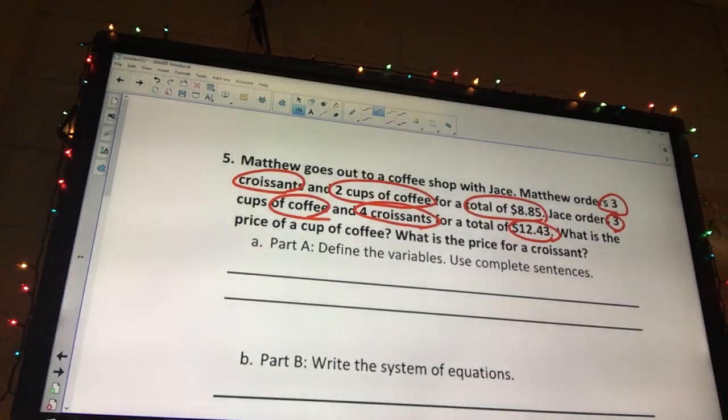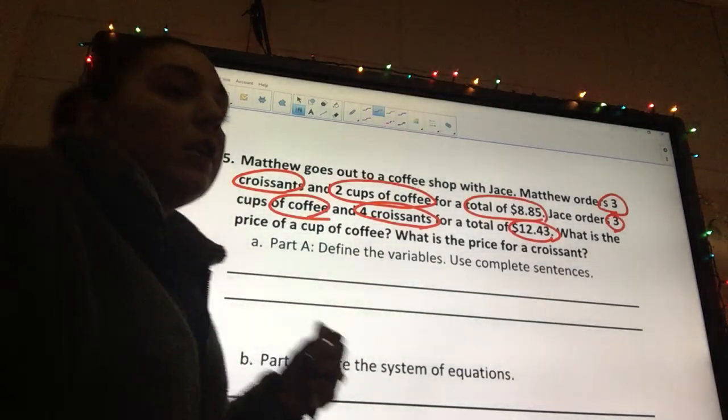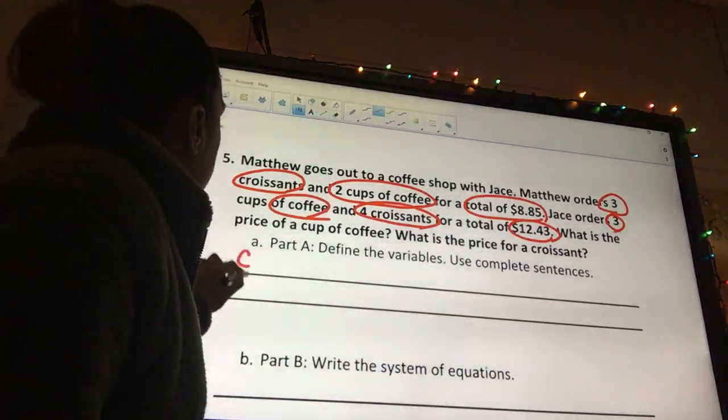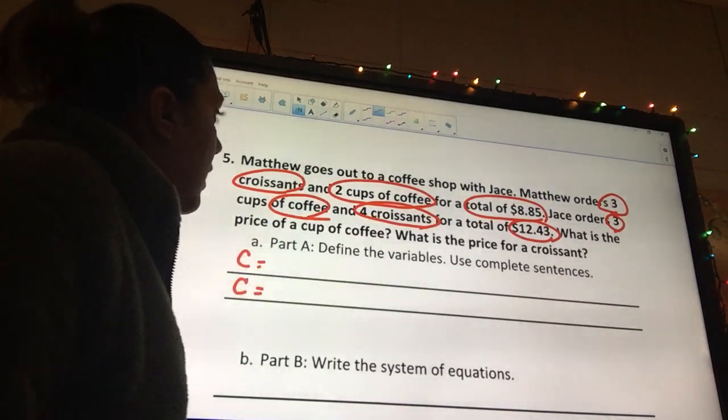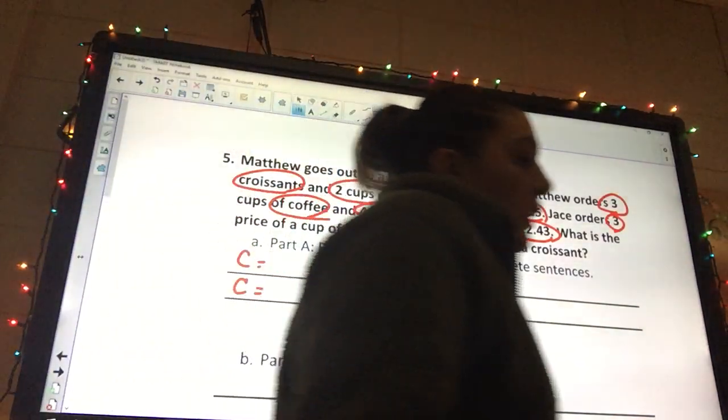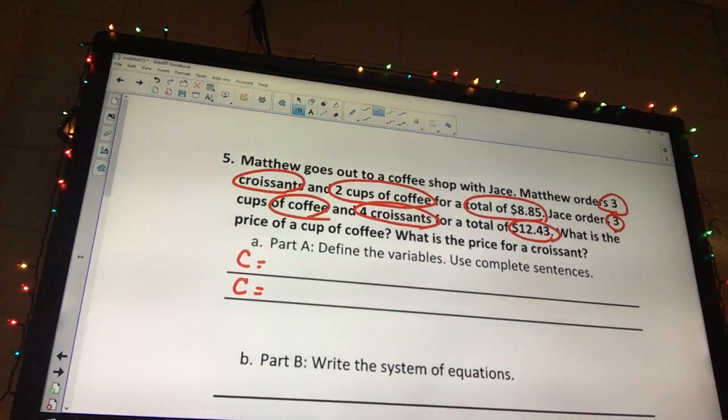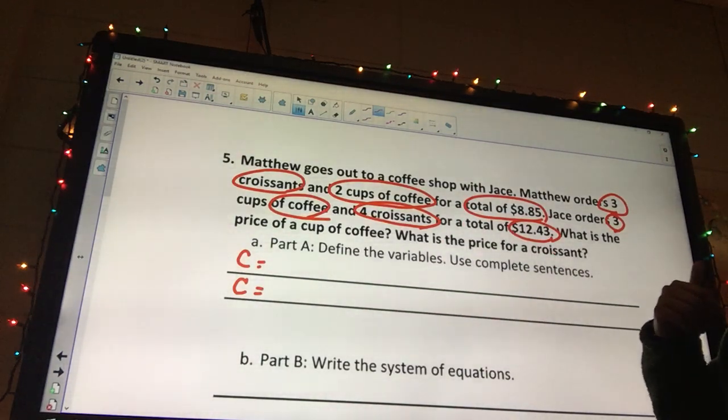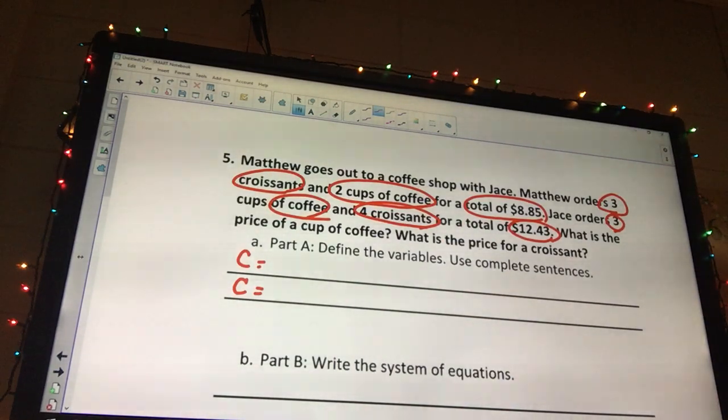Okay, so the very first thing we need is to write our variables. Now, some of these you need to be kind of careful. We cannot say C and C, coffee and croissant, because when you start solving, because we're going to solve for one variable, you're not going to know which is which, okay? So you need to think of a different letter for one of them to use.